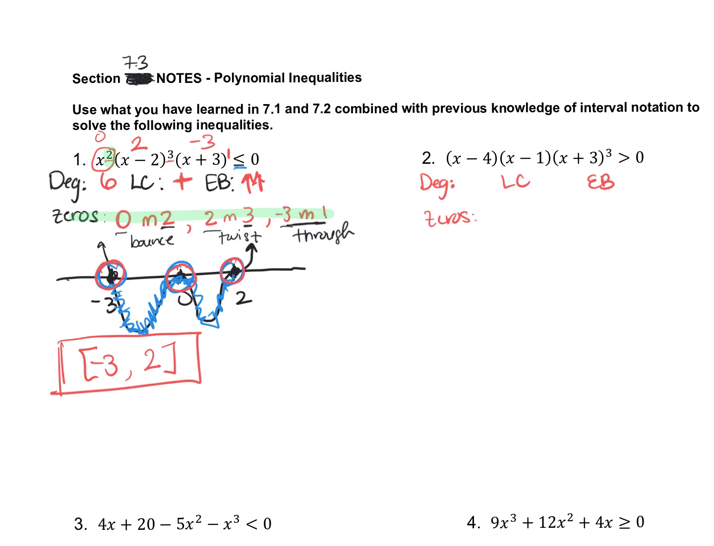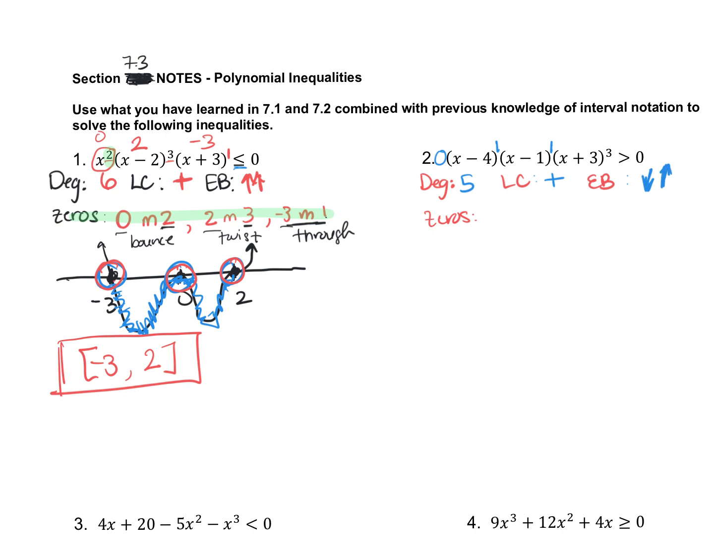Okay, so my degree, again, I have a 1 here, a 1 here, and a 3. So 1 plus 1 plus 3 is 5, okay? Now, look in the front here. Is that a positive or negative? It's a positive, so the leading coefficient is positive. So if I have an odd degree and my leading coefficient is positive, the graph's end behavior must be down, up.